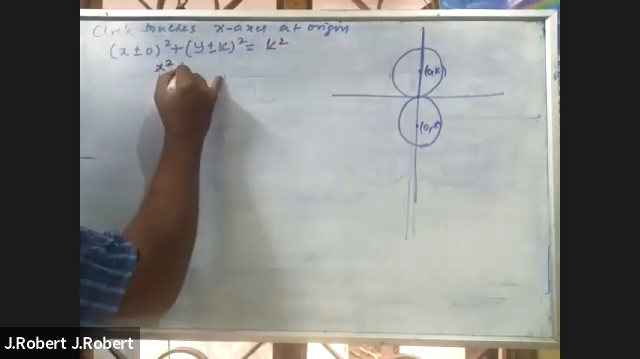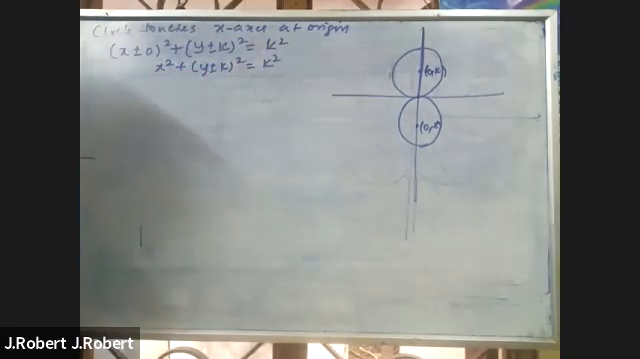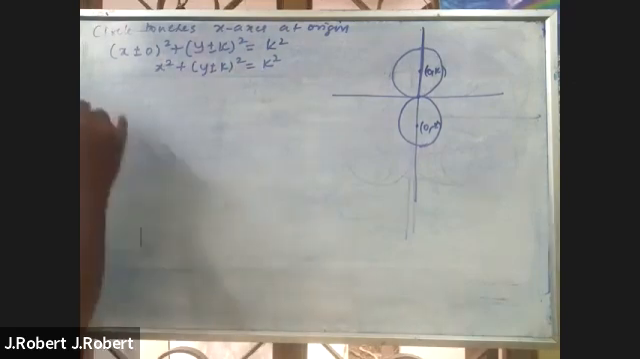Therefore, we can write this equation as x square plus or minus k the whole square equals k square, when the circle touches the x-axis at the origin. In the same way, for the y-axis touching at the origin.